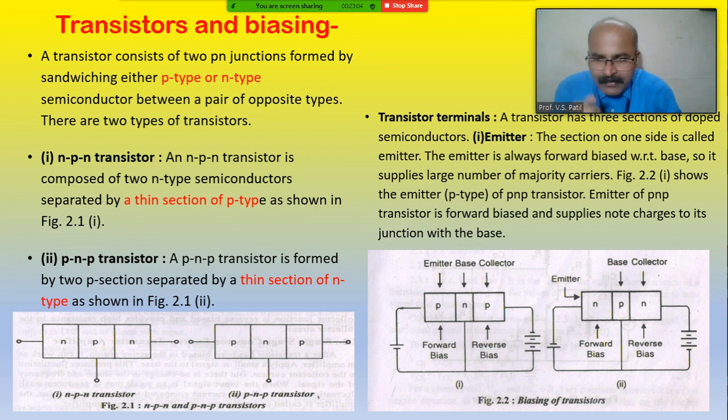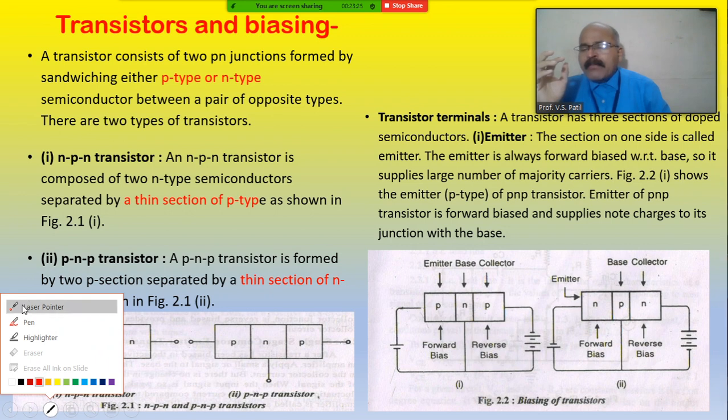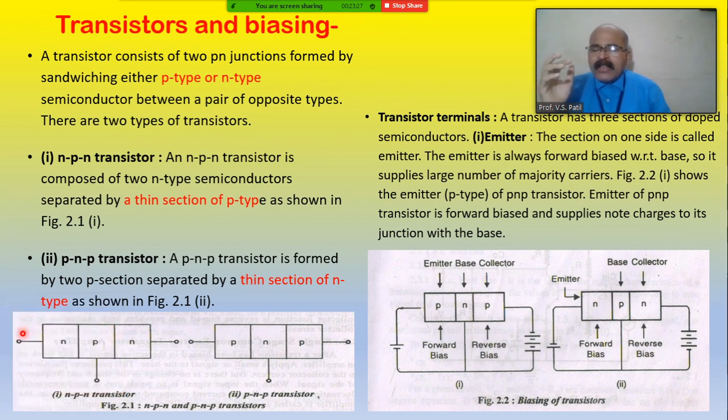See here, a transistor consists of two p-n junctions formed by sandwiching either p-type or n-type semiconductor between a pair of opposite type, meaning n-type semiconductor material. We are going to see the two types of transistor. Here I am taking the laser. This is one type of transistor, and this is the other type of transistor.